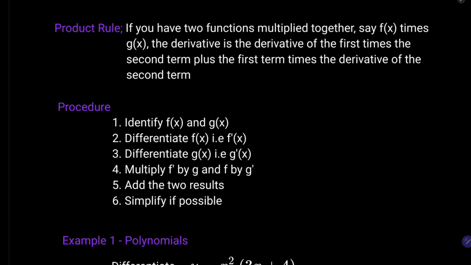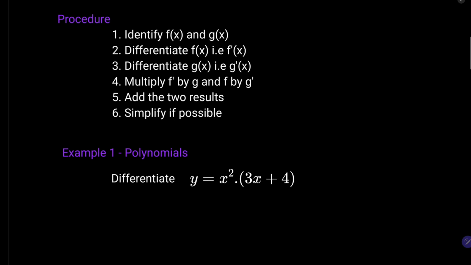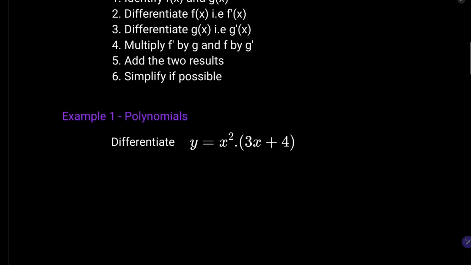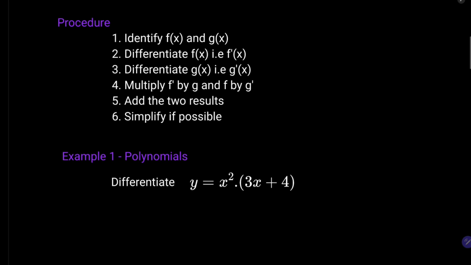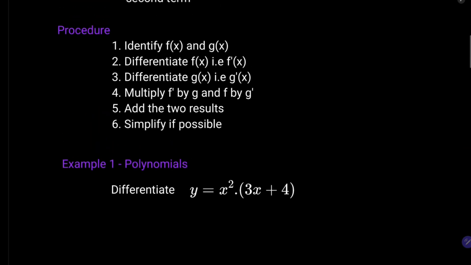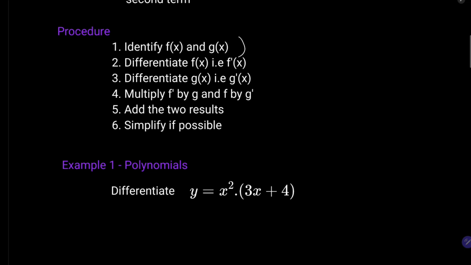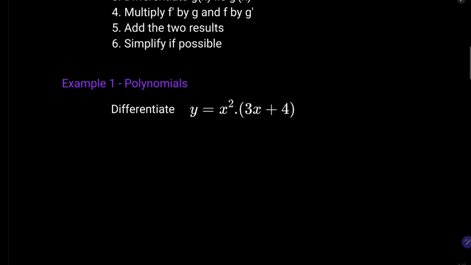In order to put into practice all these different steps we have learned, we are going to tackle an example, which is as shown below. It's an example on a polynomial. This example states differentiate y equal to x squared times 3x plus 4. So we're going to use the same procedures we mentioned above. What does our first procedure state? Identify f of x and g of x.